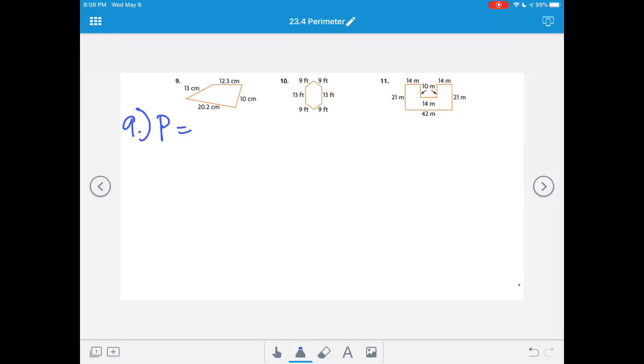Perimeter is adding together all the side lengths. So we're going to continue to write those all down. We have 20.2 centimeters. Make sure you add that decimal point in. Plus 10. Again, I'm going around and I'm circling each side length after I write it down in my formula.